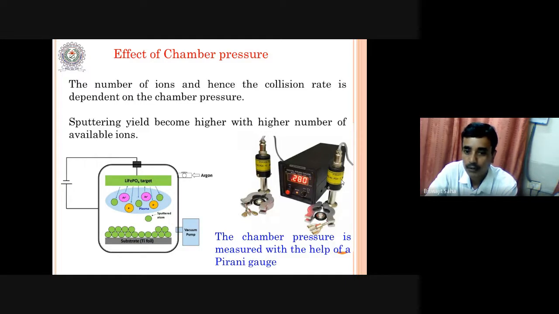Sputtering will become higher with a higher number of available ions, and the chamber pressure controls the number of available ions. The biasing voltage is also required to change with the pressure, because if high voltage is applied for a particular number of gas molecules, and the gas pressure is increased, then the amount of voltage drop per molecule or per atom decreases. That is why the ionization may stop. So gas pressure inside the chamber is highly related with the applied DC bias also.